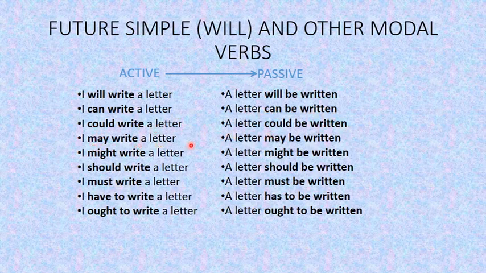I may write a letter. A letter may be written. I might write a letter. A letter might be written. I should write a letter. A letter should be written. I must write a letter. A letter must be written. I have to write a letter. A letter has to be written. I ought to write a letter. A letter ought to be written.